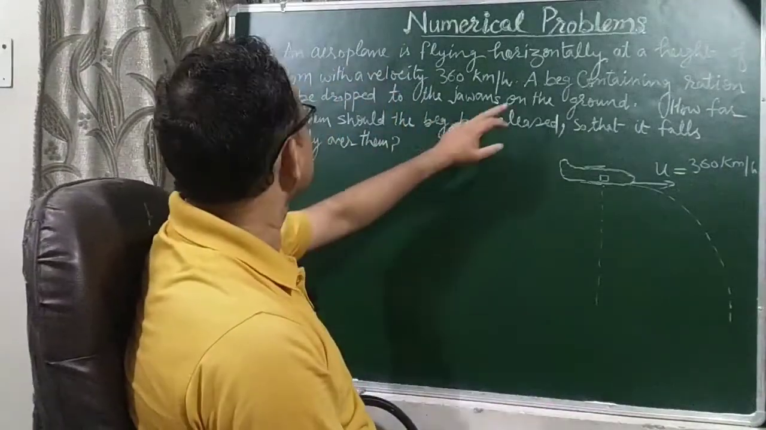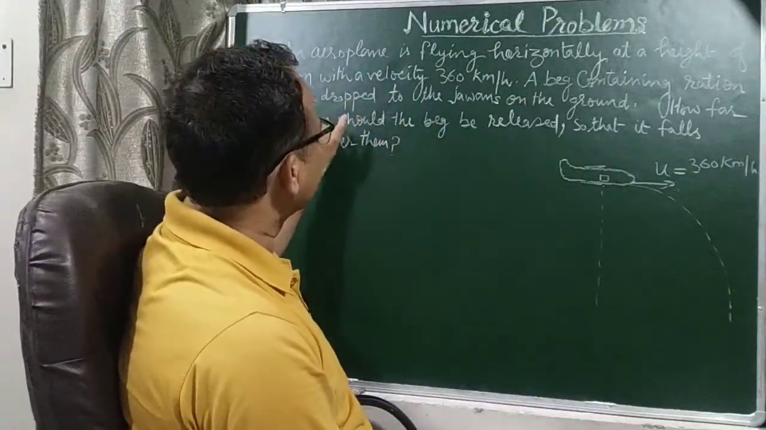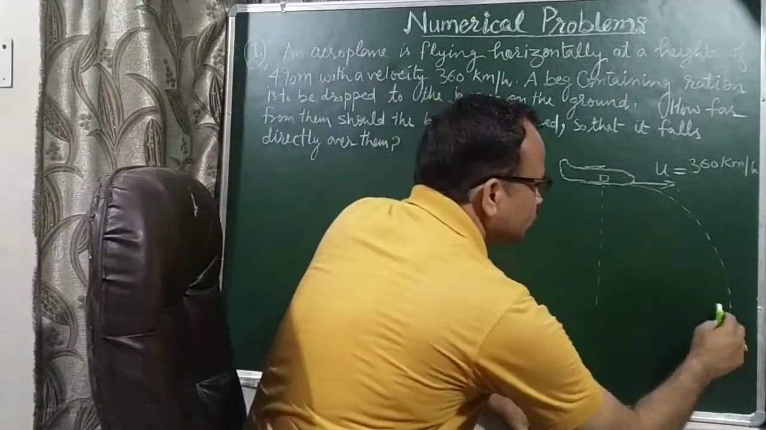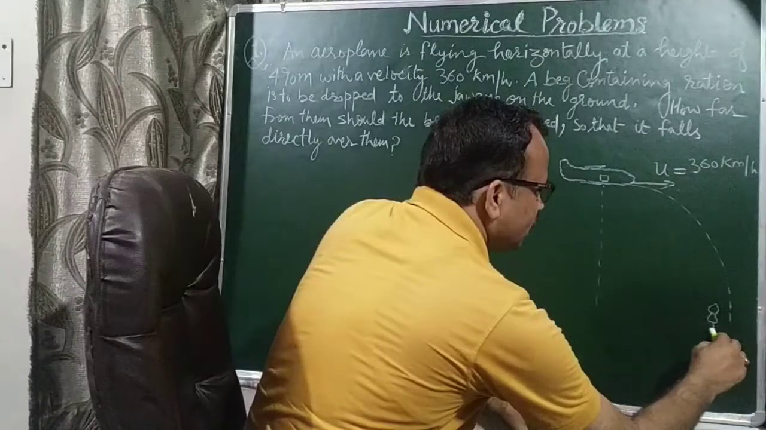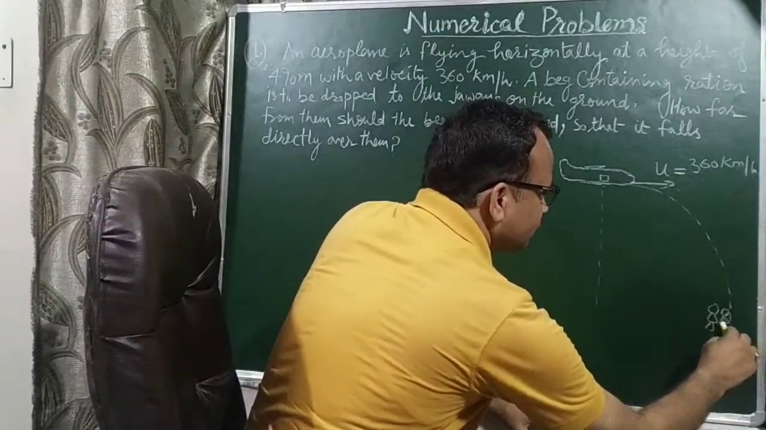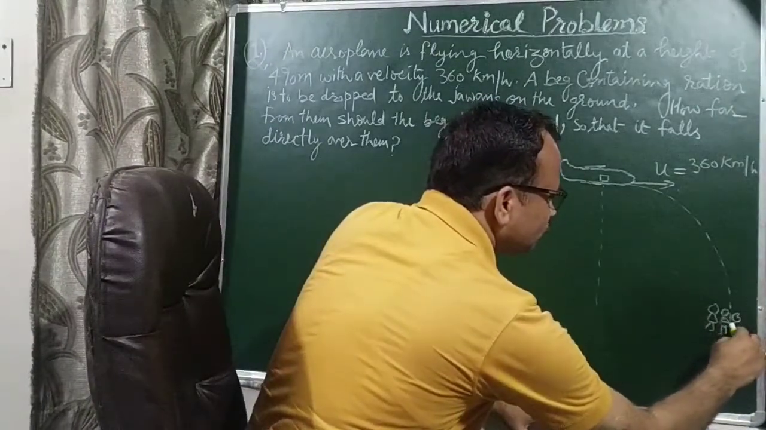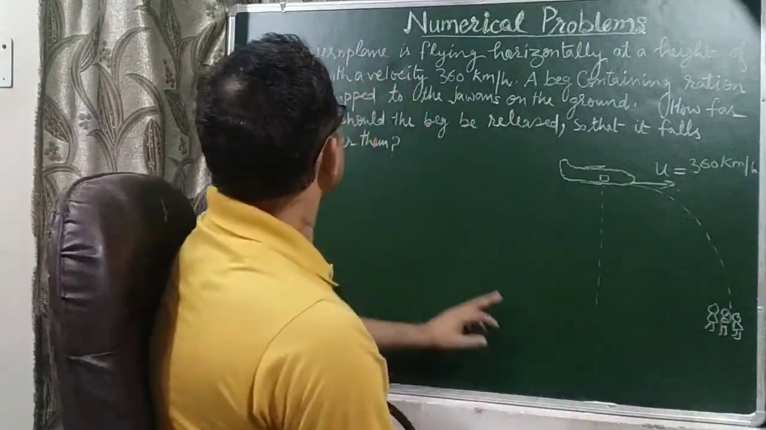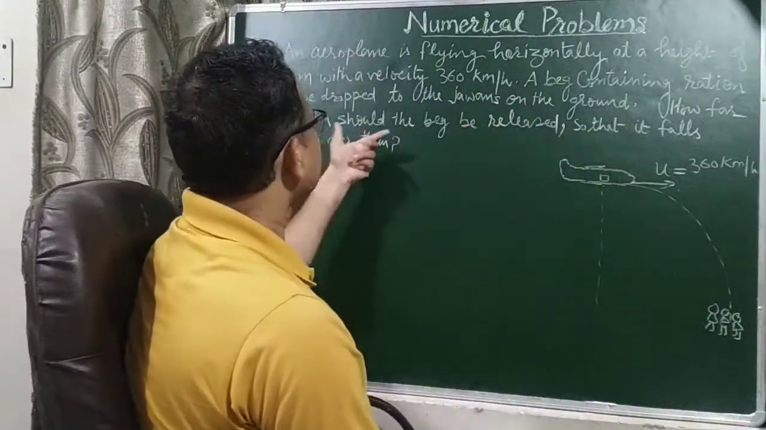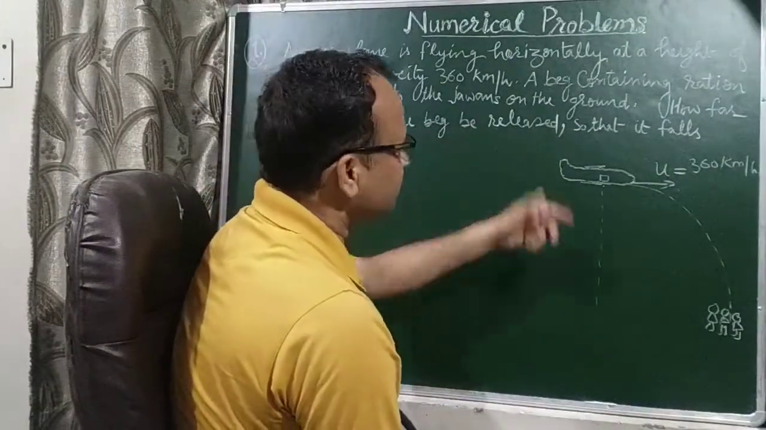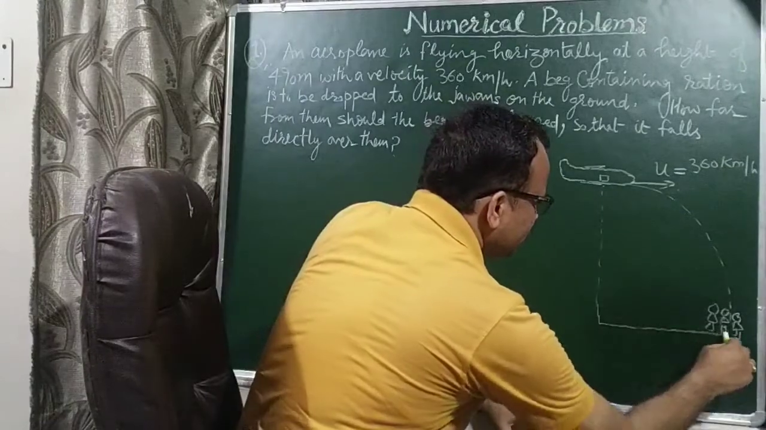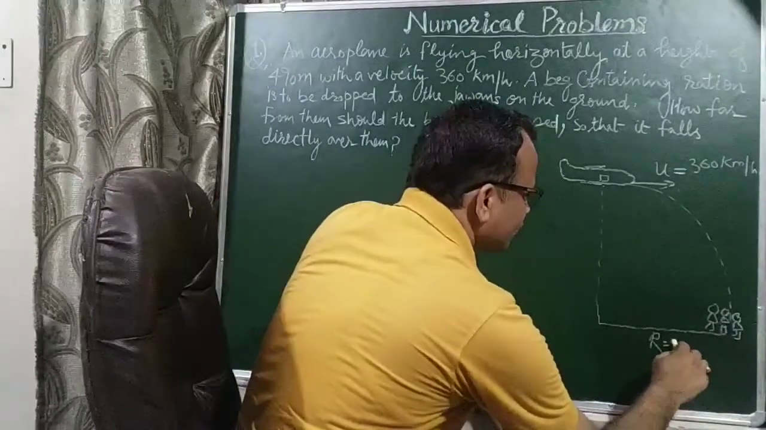Our aim is to drop the bag of ration to the Jawans. Suppose the Jawans are standing here. So how far from them should the bag be released? That means we have to calculate this distance.